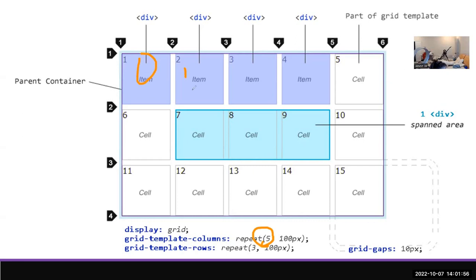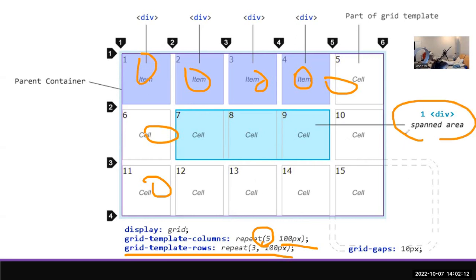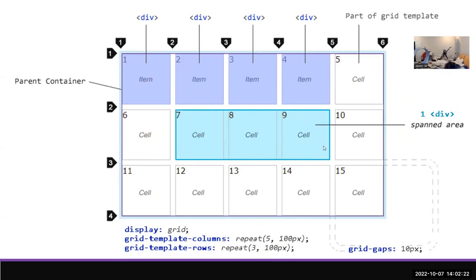1, 2, 3, 4, 5, each one of them 100 pixels. And then your rows would be 1, 2, 3. And you can use the span area to put some of the divisions occupying three of them. So these are the ways that we design the grid area. And we also have the so-called grid gap. Grid gap is the gap between the grid cells.